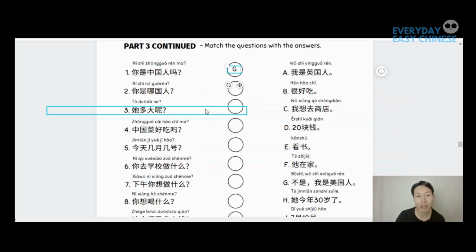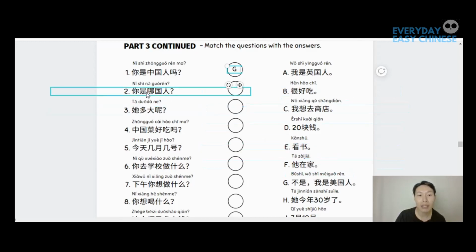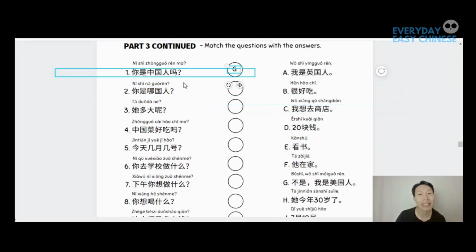No, I am American. Now the second one we have 你是哪国人? Which country are you from? This isn't a yes or no question. So that's why we can put A here. 我是英国人, I am British.